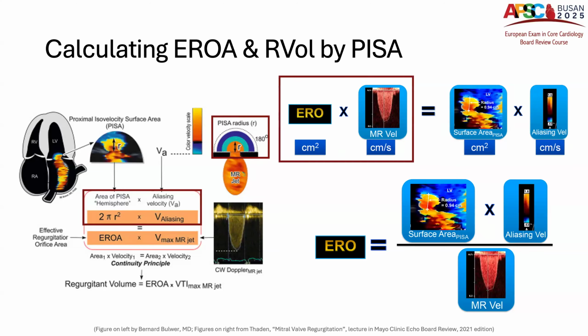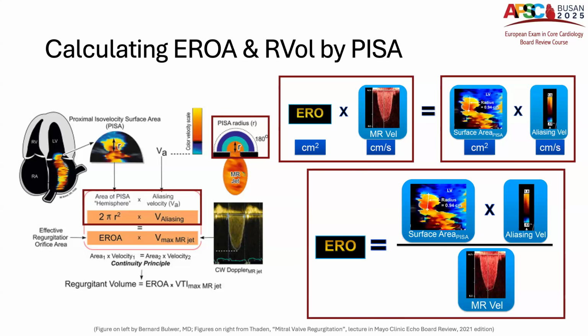Flow at the vena contracta is the effective regurgitant orifice area, EROA, in centimeters squared multiplied by the MR peak velocity in centimeters per second. Flow at the PISA shell is the surface area in centimeters squared calculated by 2 pi r squared multiplied by the aliasing velocity in centimeters per second. These two flows have to be equal to each other. Rearranging, we can get EROA on the left equals surface area PISA times aliasing velocity divided by MR velocity.